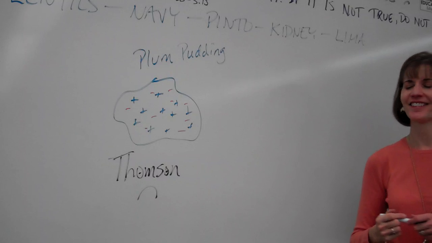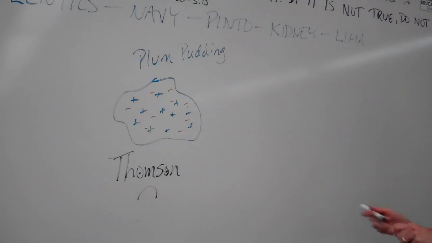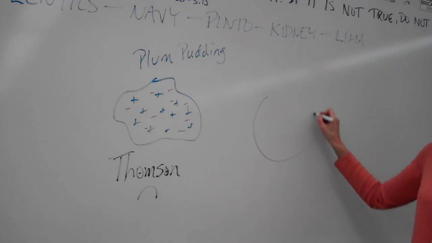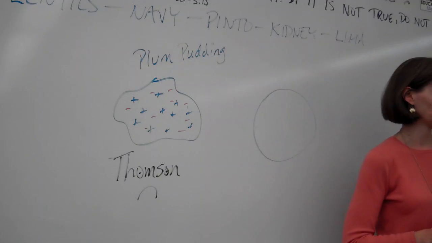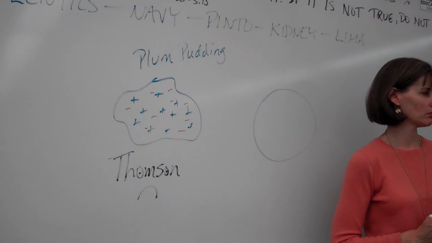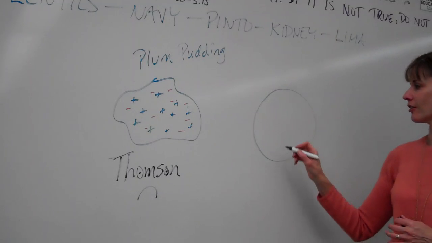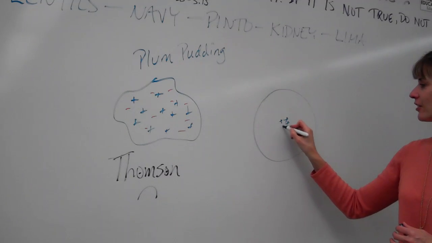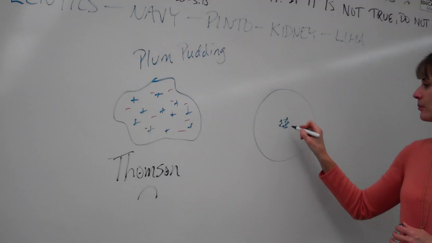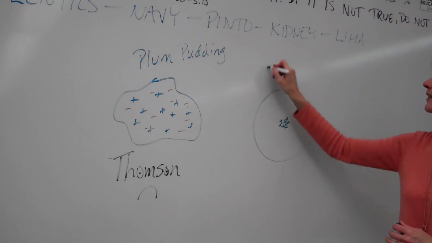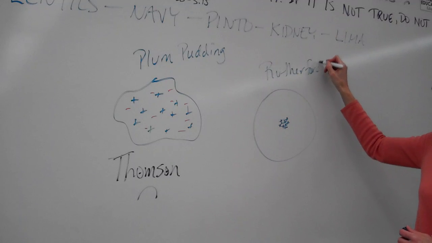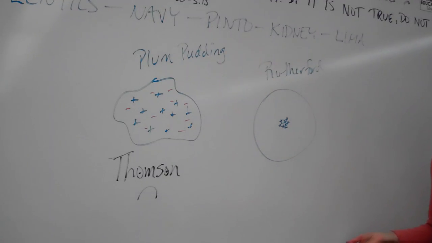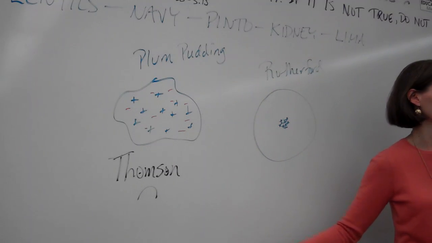Oh, cherry, yeah. Alrighty, and then we had Rutherford's model of the atom. And where were the positive charges in Rutherford's model? In the middle. So we had all the pluses in the middle. Those are plus signs. This is the Ernest Rutherford model.